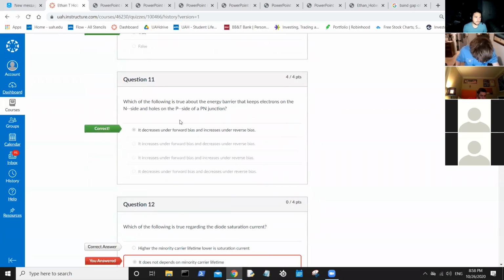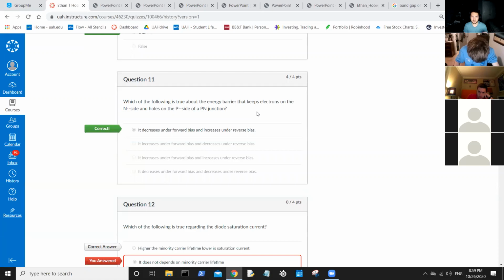All right, so question 11. Which of the following is true about the energy barrier that keeps electrons on the N side and holes on the P side? Well, it decreases under forward bias and increases under reverse bias. This energy barrier that we're referencing is that electric field that is created by the depletion region and by the diode itself. So as we know, the electric field goes down when the depletion region goes down and vice versa. So that's a pretty quick one.